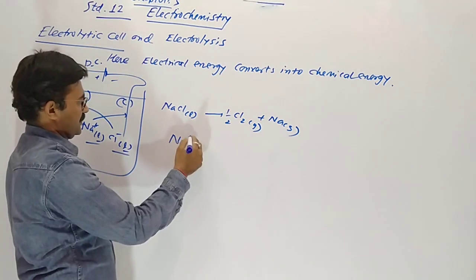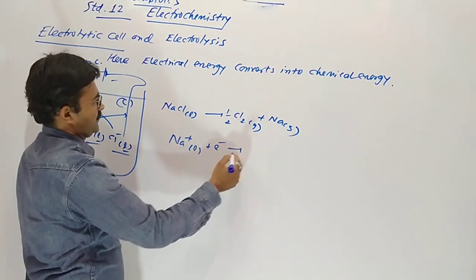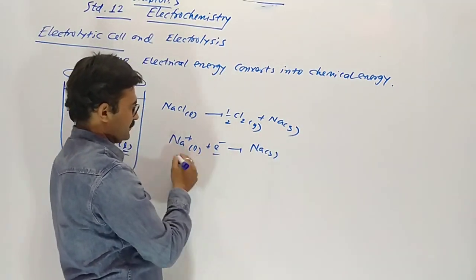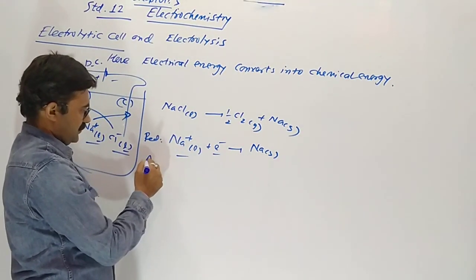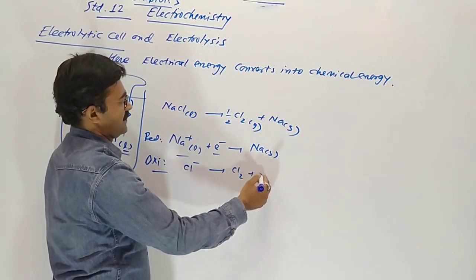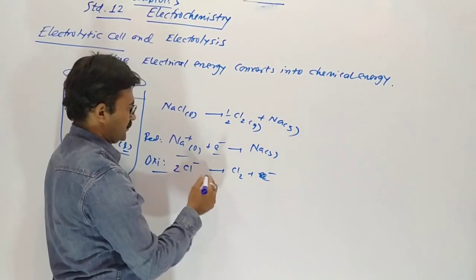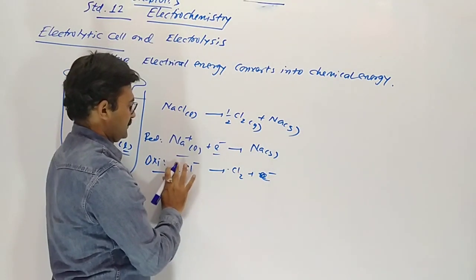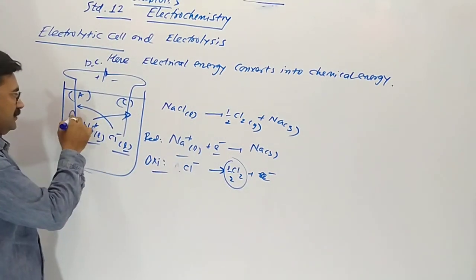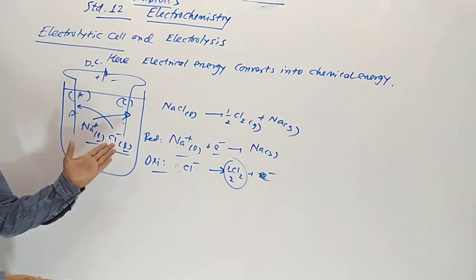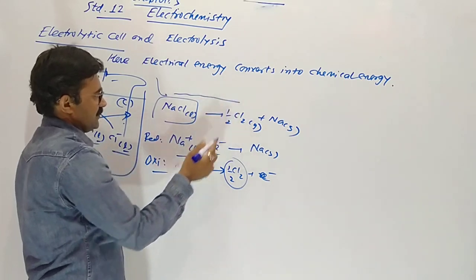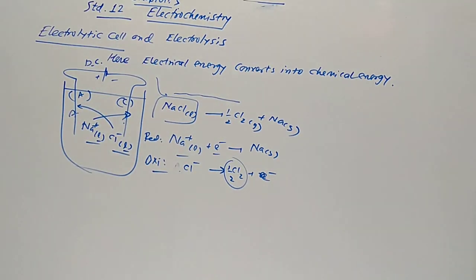Here, what happens is that the Na+ ion experiences reduction on the cathode and gives sodium, and on the anode Cl- oxidizes: 2Cl- gives Cl2. So we get chlorine on the anode and sodium on the cathode. So here electrical energy is converted into chemical energy.